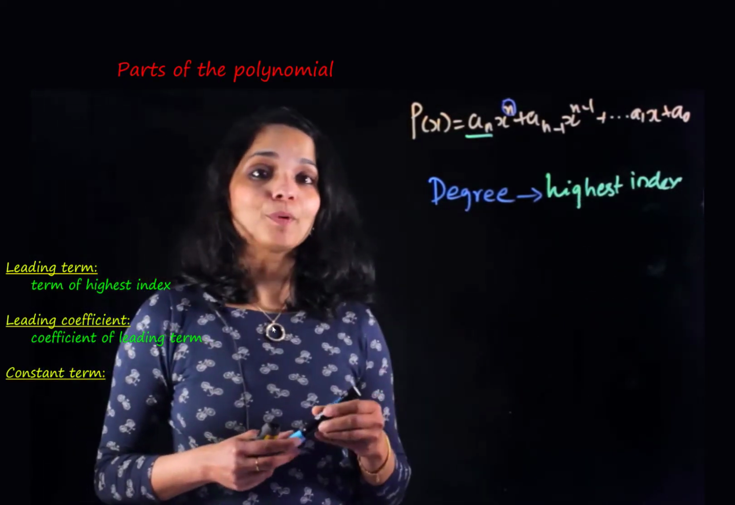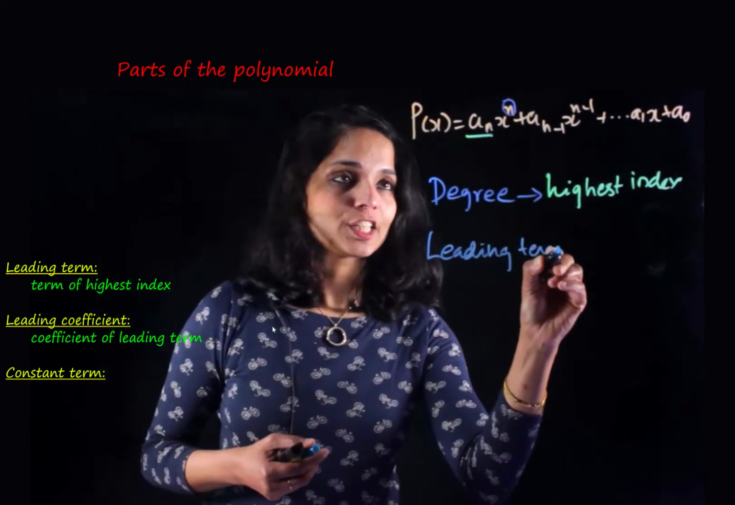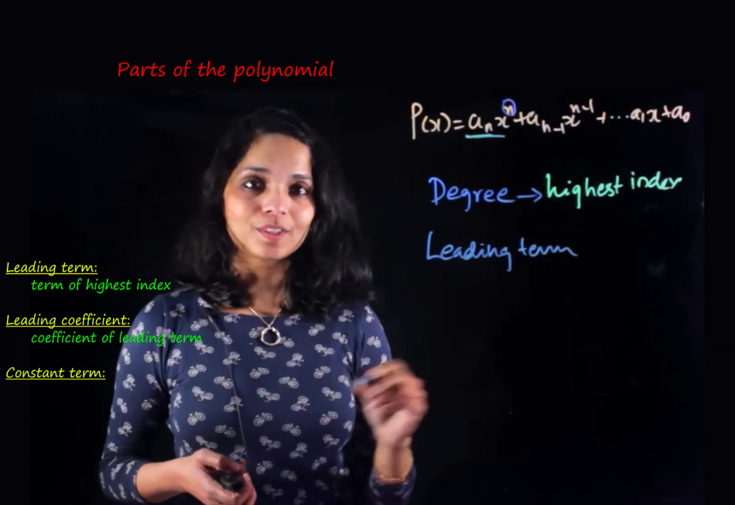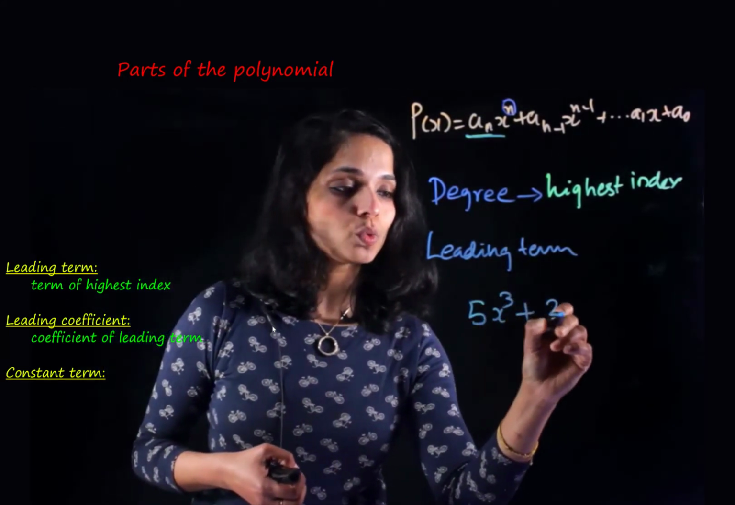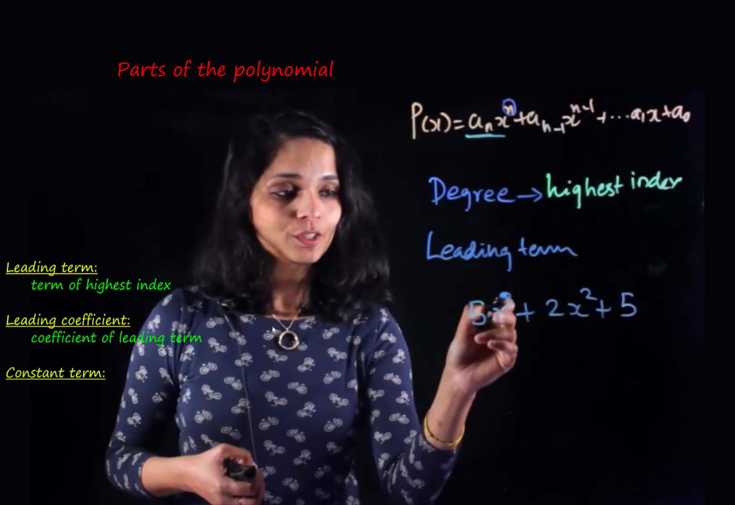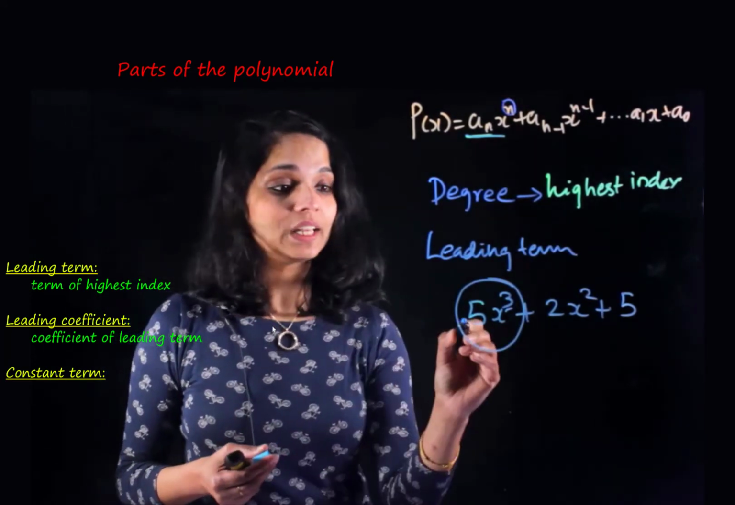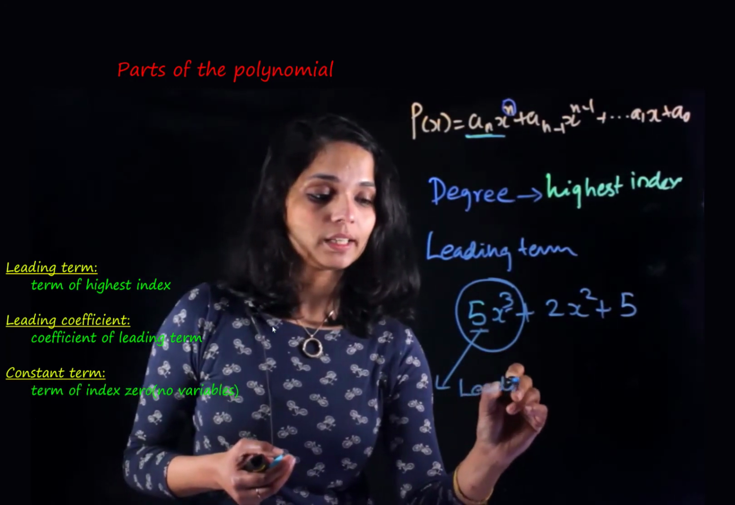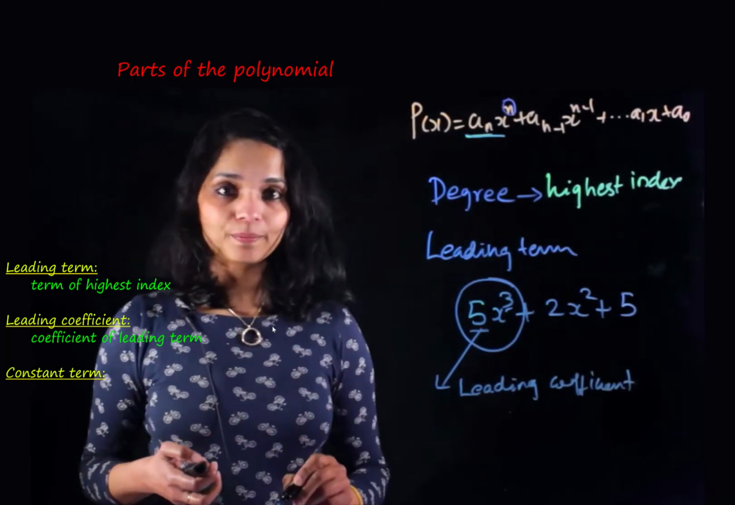So another part of the polynomial is the leading term. The term with the highest index is known as the leading term. So if you have a polynomial 5x cubed plus 2x squared plus 5, the highest index is 3, so the leading term is 5x cubed. And the coefficient of the leading term, this 5, is known as the leading coefficient.